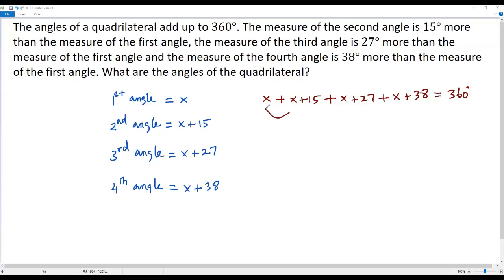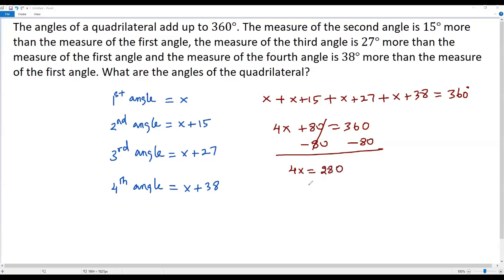So now let's solve for x in this equation. For that, we have to simplify the expression on the left side. Here we have x four times. When I combine the x terms, I'll get 4x. When I combine 15, 27, and 38, it will be 80. So 4x + 80 equals 360. Now let's solve for x. For that, I have to subtract 80 from both sides. When I subtract 80 from both sides, I'll get 4x equals, when I subtract 80 from 360, 280. So now I divide both sides by 4 to solve for x.